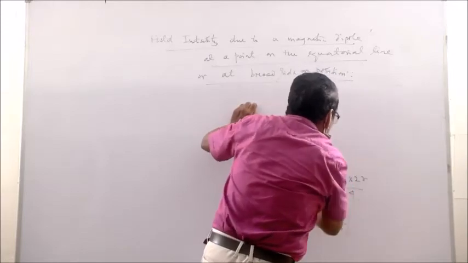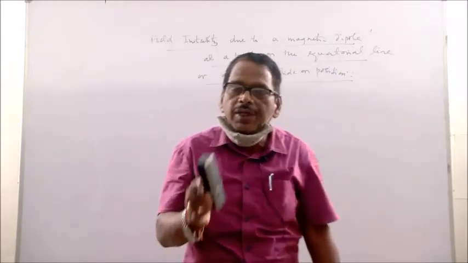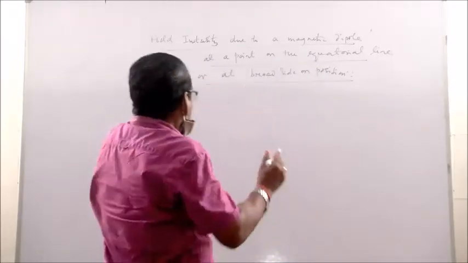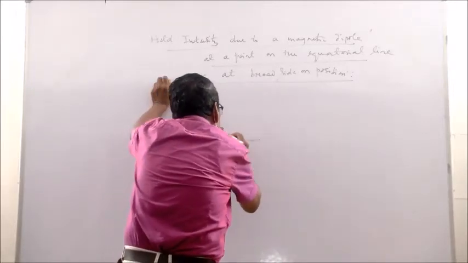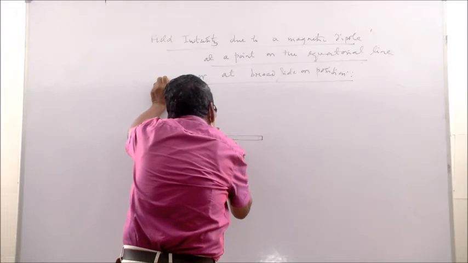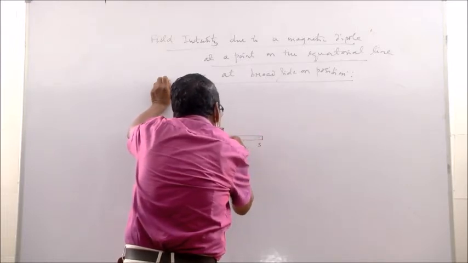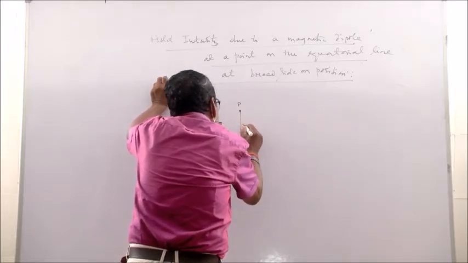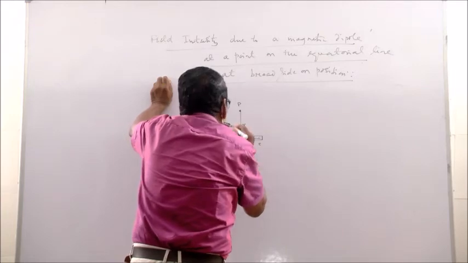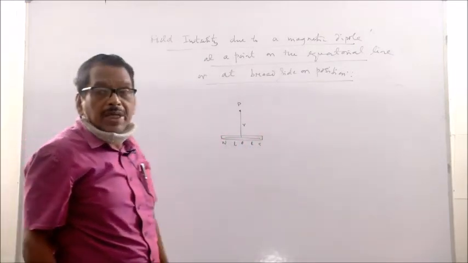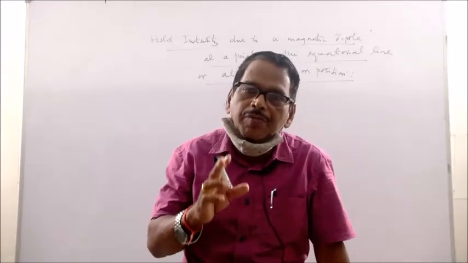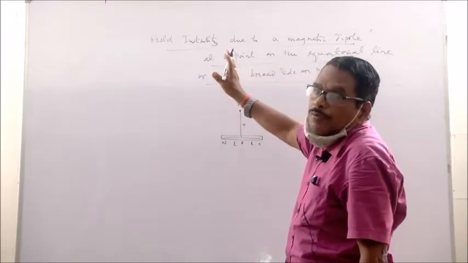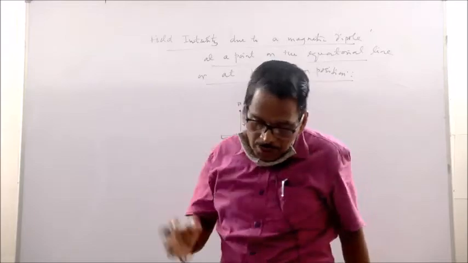What does it mean by broadside on position? Broadside on position means the point where the field intensity will be found out must be on the perpendicular bisector of the magnet. Now the point is on the perpendicular bisector of the magnet and distance of the point from the center of the magnet is R. This is called a point on the equatorial line or at broadside position. So unit north pole at P.